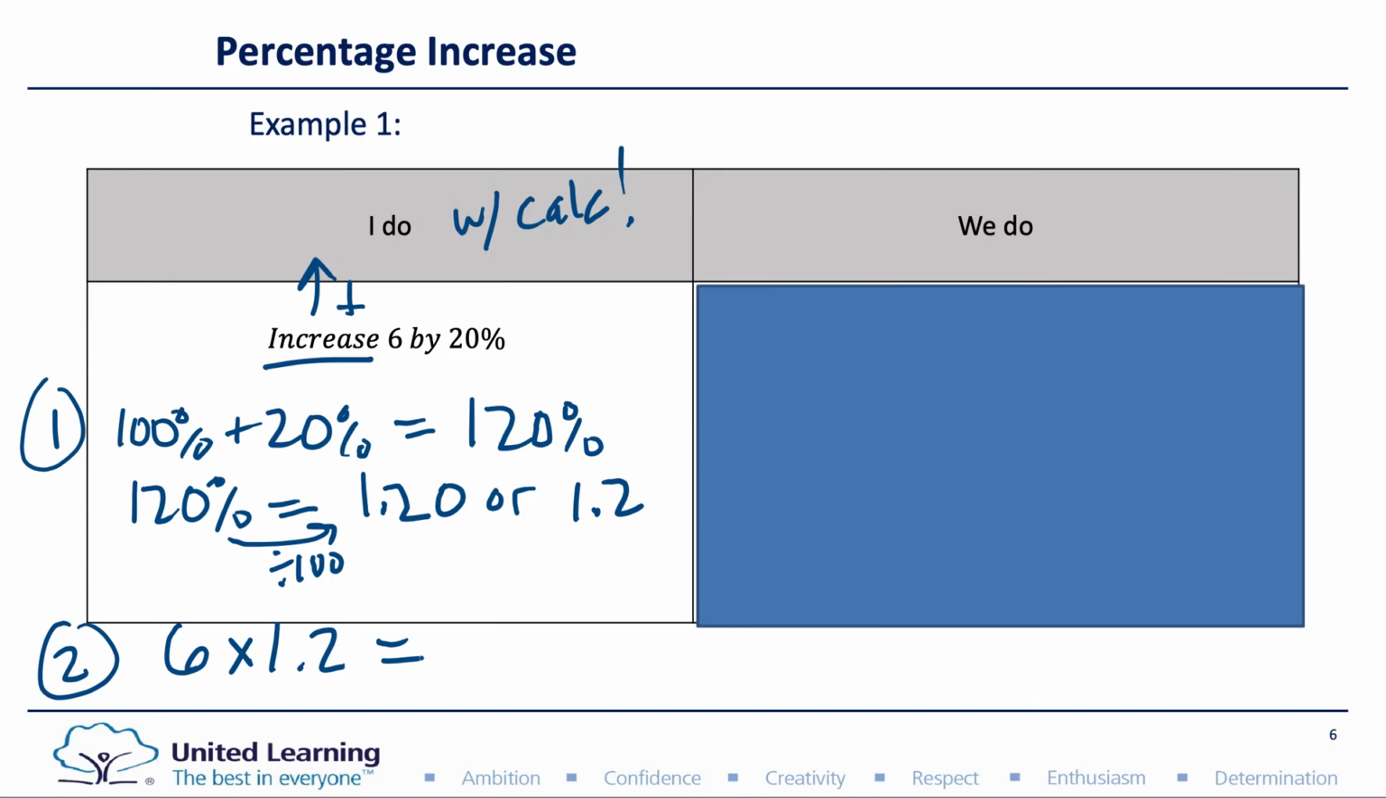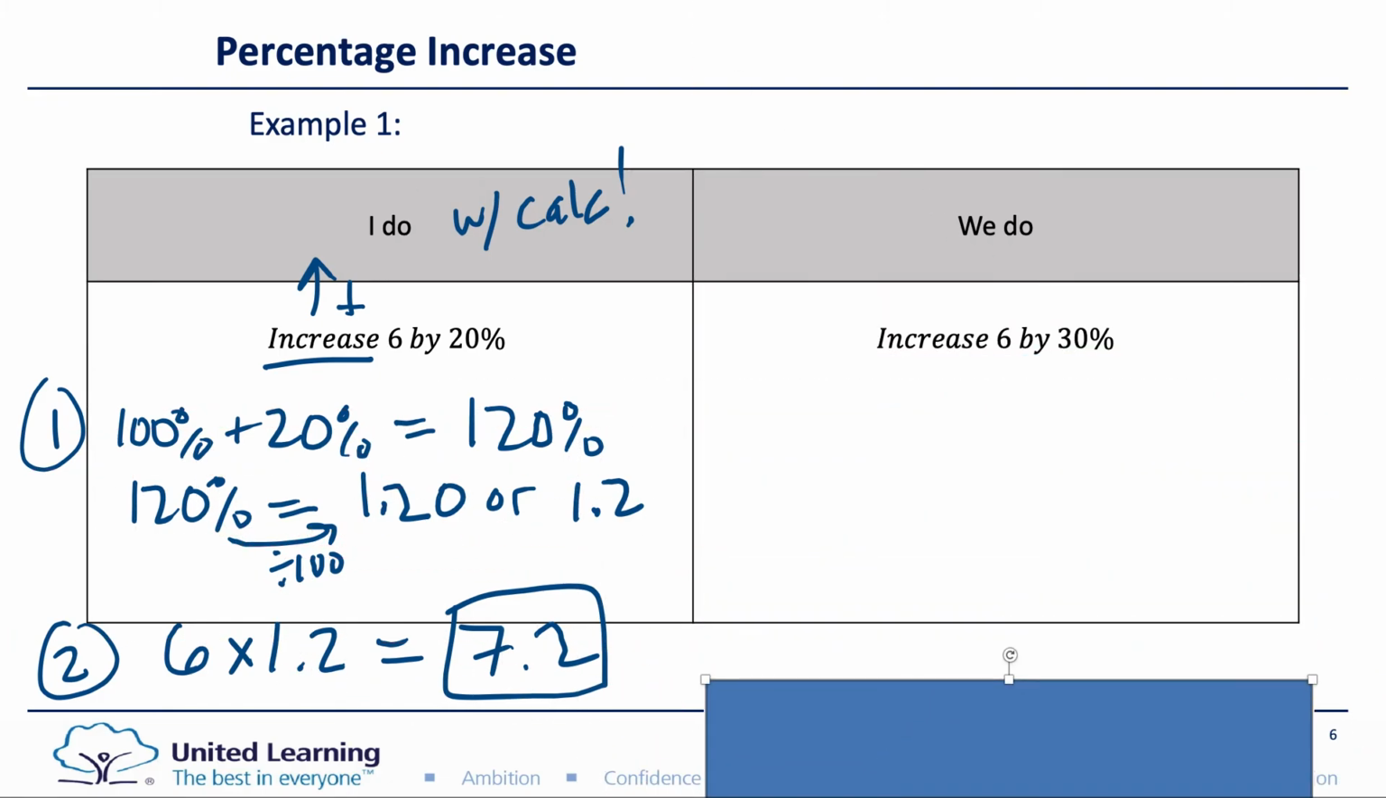So again, grab your calculator. And we should get 7.2 for a final answer. Makes sense, right? Because 6 times 2 is 12, 6 times 1 is 6, plus 1 is 7. Cool. All right, grab your calculator. Can you please try and take that same 6, but this time increase it by 30%?